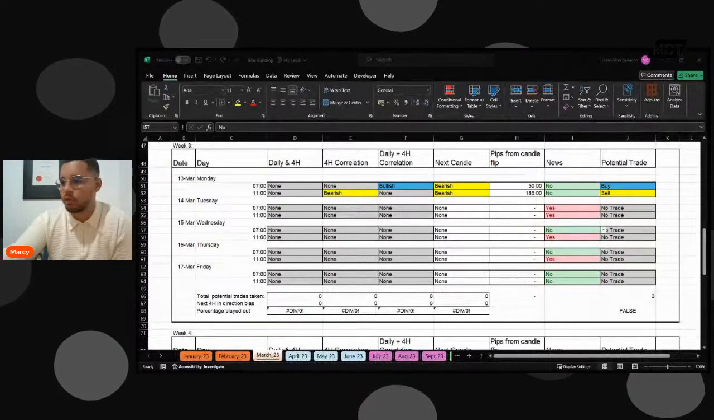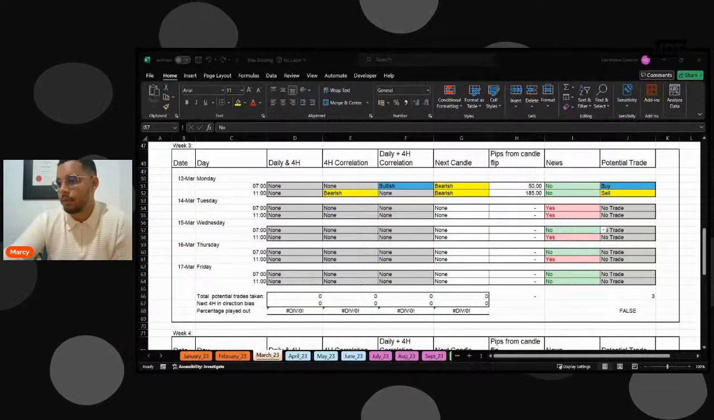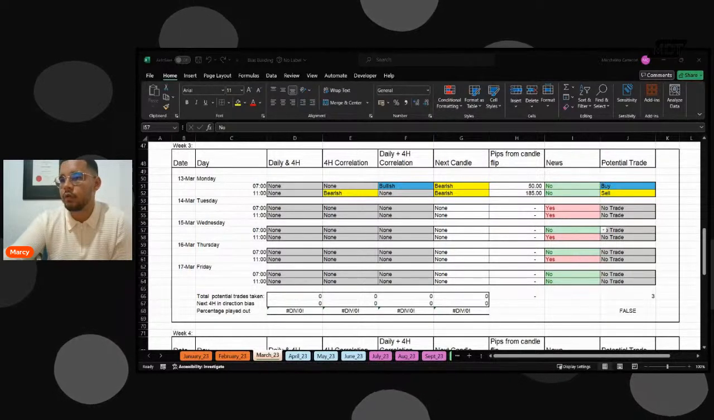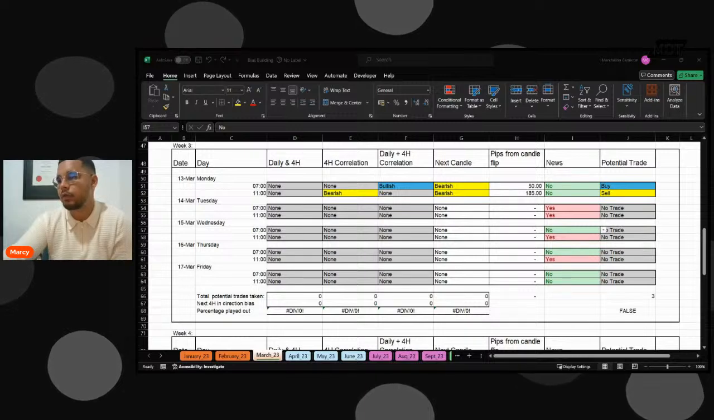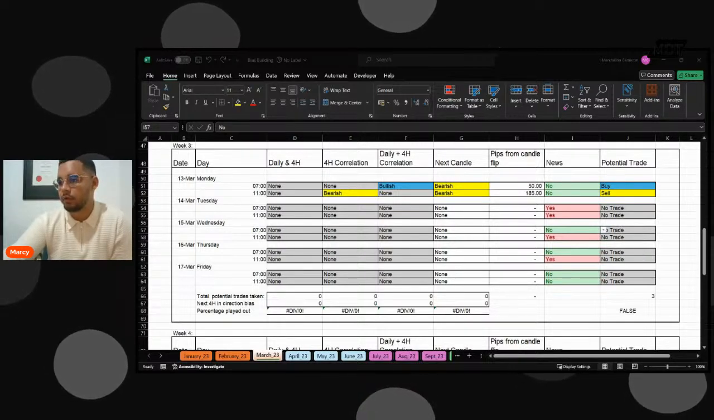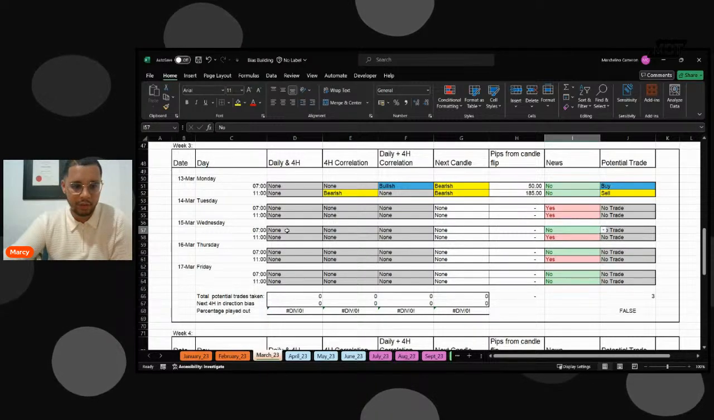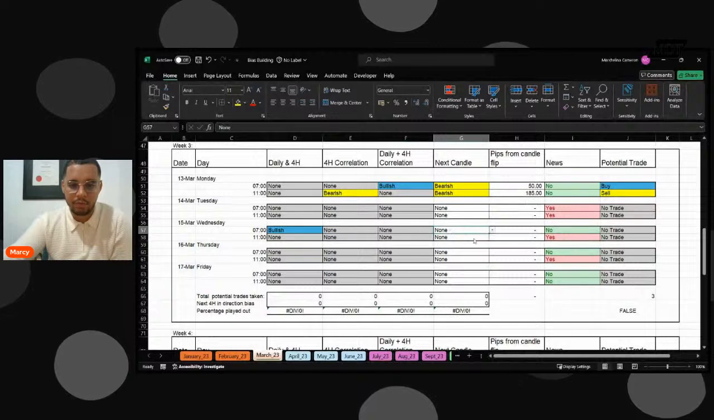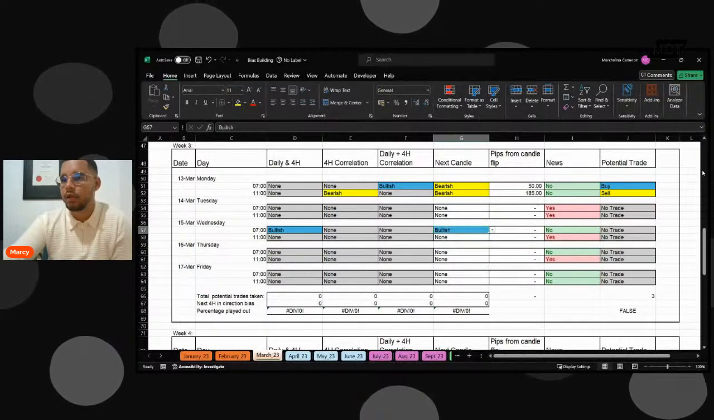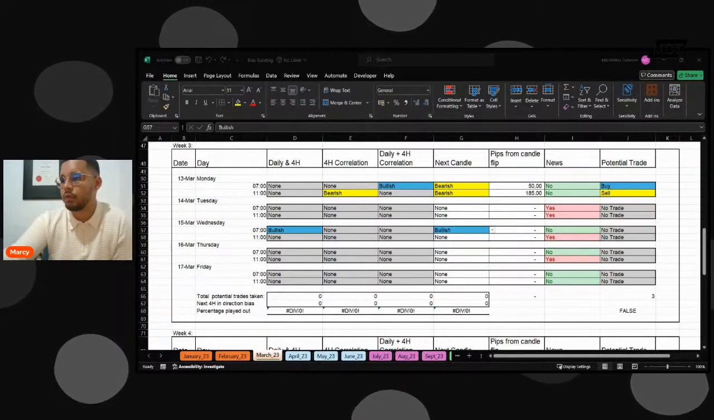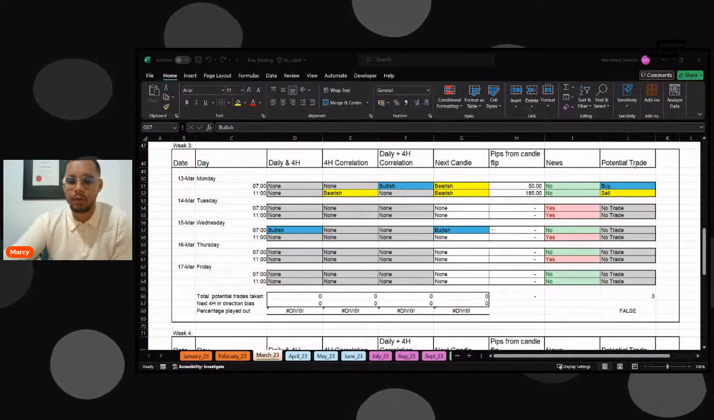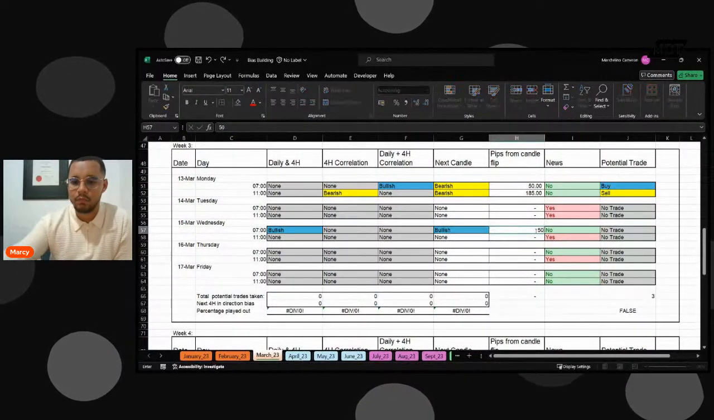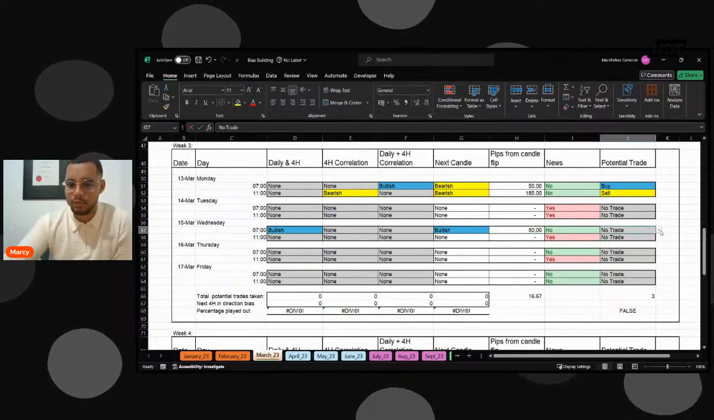The 15th, Wednesday. So we can see that Tuesday closed bullish. So we're pretty much looking for 4H candles in London session closing bullish. What did we get? We got a bullish close. Okay, that's perfect. So we can mark that as daily and 4H for now as bullish. We know the next candle went bullish. We can mark that. From there to there is 50 pips, 51 pips. So we put in 50 pips, potential buys.